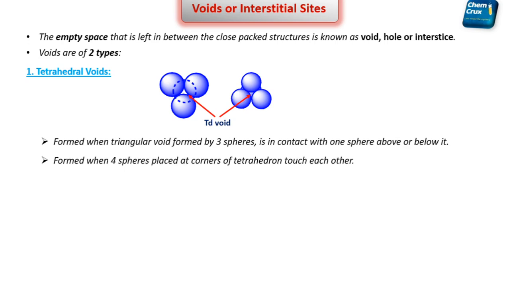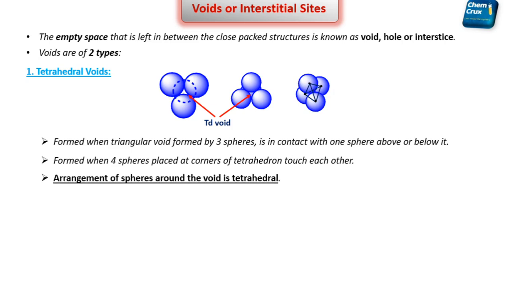We can also say that a tetrahedral void is formed when four spheres placed at corners of a tetrahedron touch each other. Now if we rotate these four spheres in this manner, and if we join the centers of these four spheres, then we can see formation of a tetrahedron, right? So if at the corners of a tetrahedron four spheres are present and they are touching each other, then a tetrahedral void would be formed, right? So the arrangement of spheres around the void is tetrahedral.